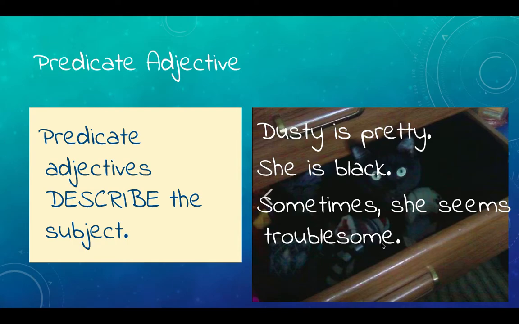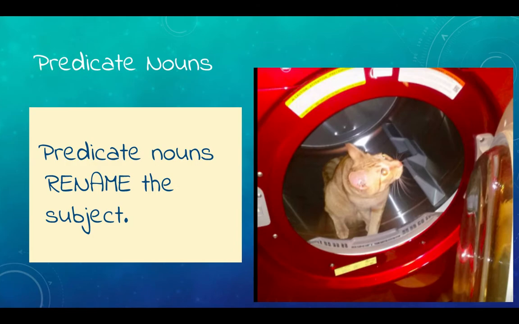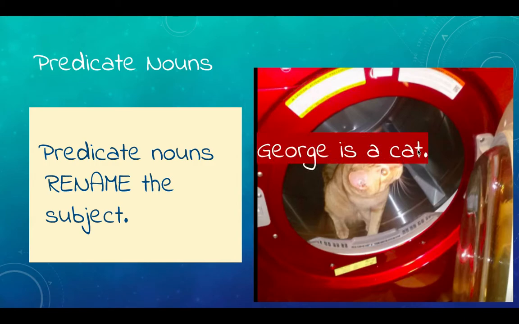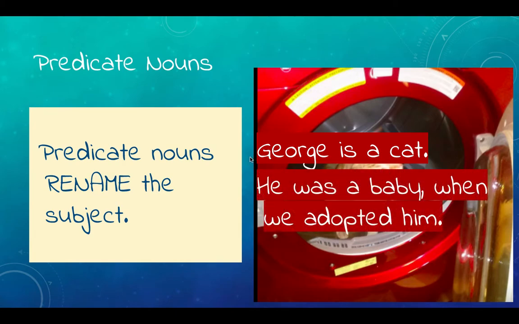Now, the other type of predicate word after a linking verb is called a predicate noun, and that renames the subject with a person, place, or thing. So in this case, we have George. George is a cat. Cat is a person, place, or thing, and so that's a predicate noun. It's still linking them and saying that they're the same, but it's a noun this time. He was a baby when we adopted him. So again, we're linking the word baby, a person, place, or thing, so a noun, back to he. We're linking it with was, so in this case, since it's a person, place, or thing, it's a predicate noun.